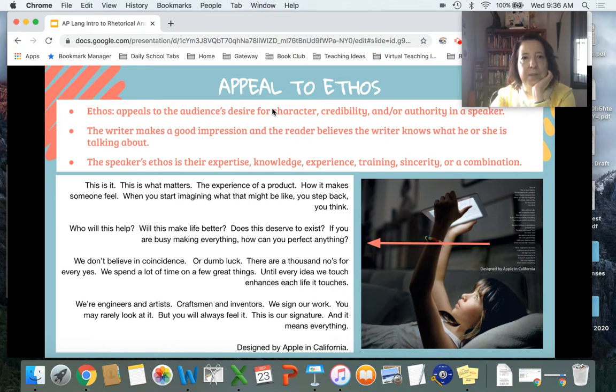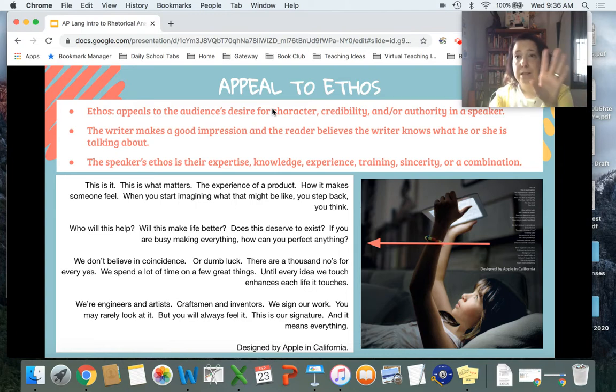We spend a lot of time on a few great things until every idea we touch enhances each life it touches. We're engineers and artists, craftsmen and inventors. We sign our work. You may rarely look at it, but you will always feel it. This is our signature, and it means everything. Designed by Apple in California.